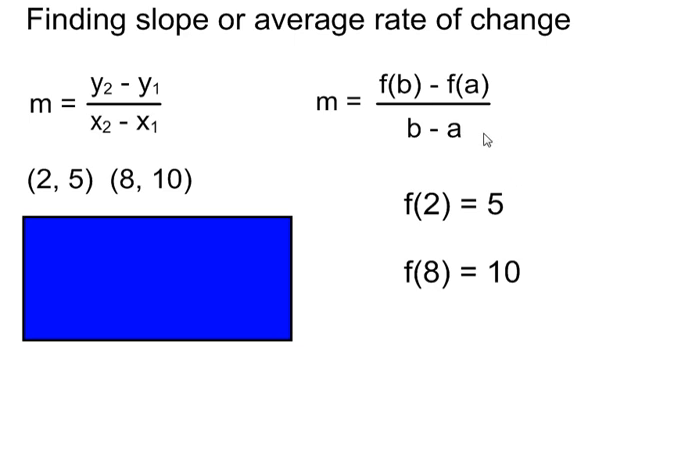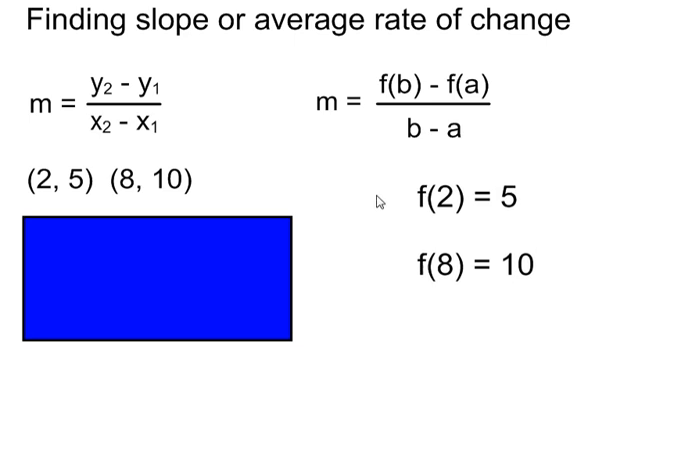b and a are x values. Written here below, you can see f of 2 equals 5. 2 represents your x, 5 represents your y, just like over here when we have it in ordered pair form. Down here, f of 8 equals 10. 8 is your x, 10 is your y.